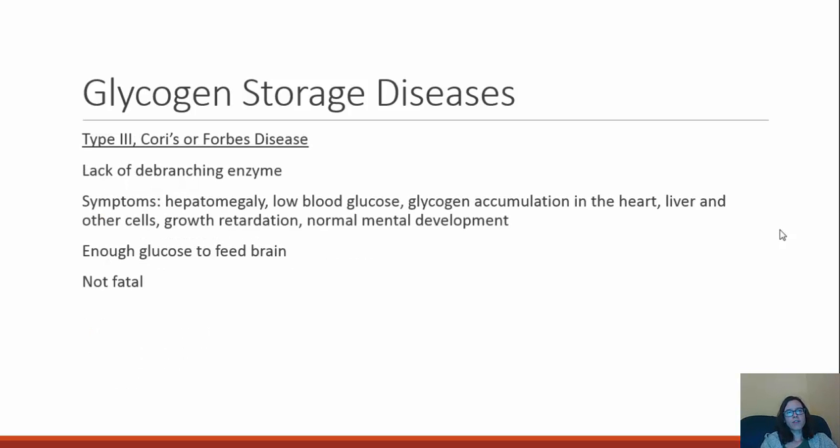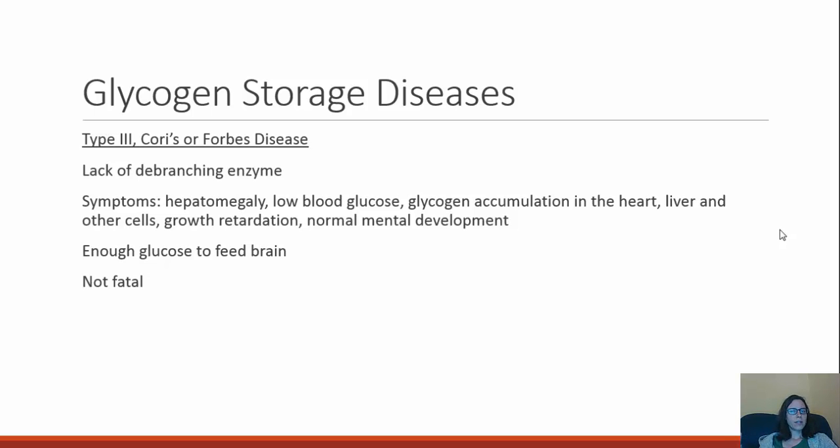Okay, our next type of glycogen storage disease is type 3, which is called Cori or Forbes disease. In this glycogen storage disease, there's a deficiency of the debranching enzyme. So we're not able to remove the branches from our glycogen molecule. Once again, we have hepatomegaly because the liver grows because there's so much glycogen stored. We have low blood glucose because our bodies aren't able to basically cleave the glucose from the glycogen storage molecules.